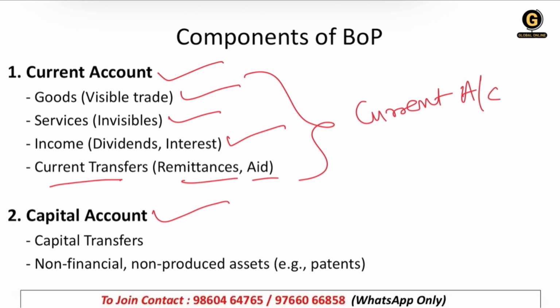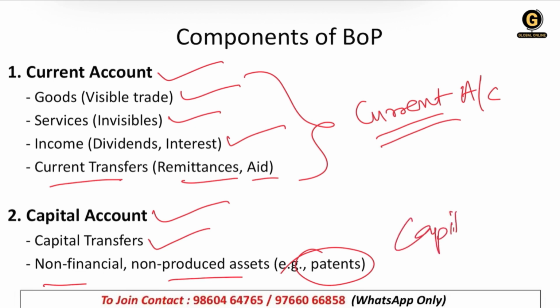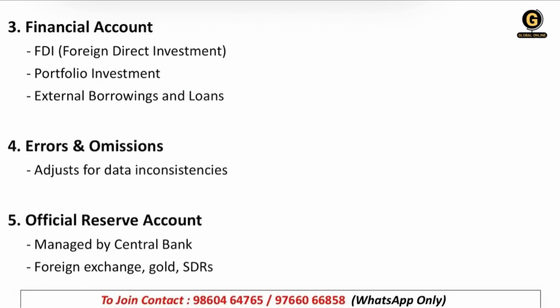Then we have the capital account. All the capital transfers will be measured. Then non-financial, non-produced assets, for example patents and such, will be calculated in the capital account, correct? Then we have the current account, and then we have the capital account.